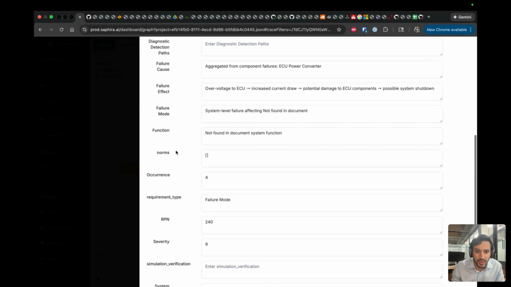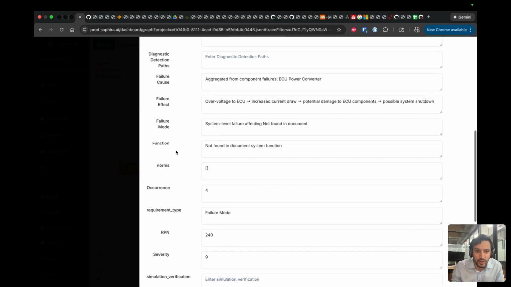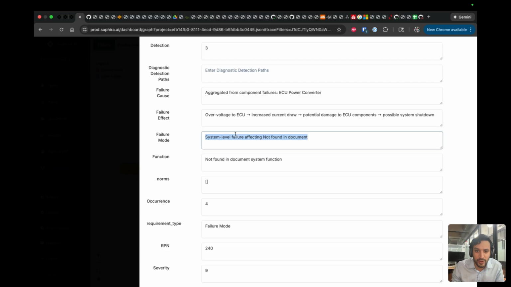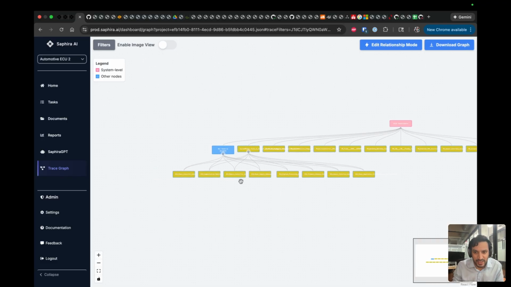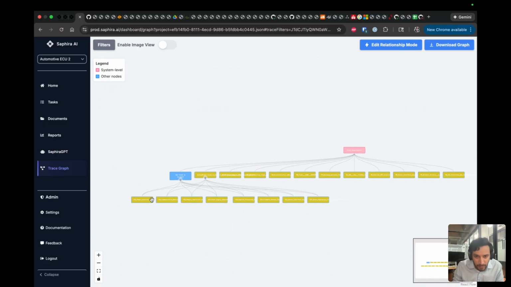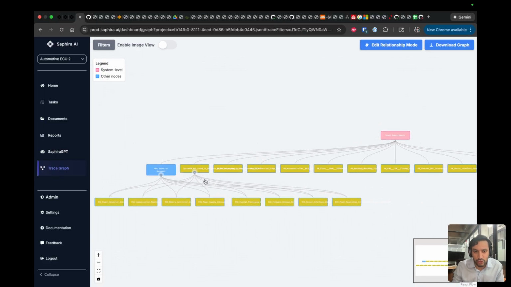And this one is quite literally, if we look at the actual failure mode, system level failure affecting the full system. So voltage in ECU results in increased current draw, results in potential damage to ECU components and potential system shutdown. So our system is able to find a whole bunch of these and build traces like this, showing you how the component level failures that you have trace into higher level failures. And then you can view this in pivoted modes in context of all of the component maps that you've built up. There we have it for traceability.